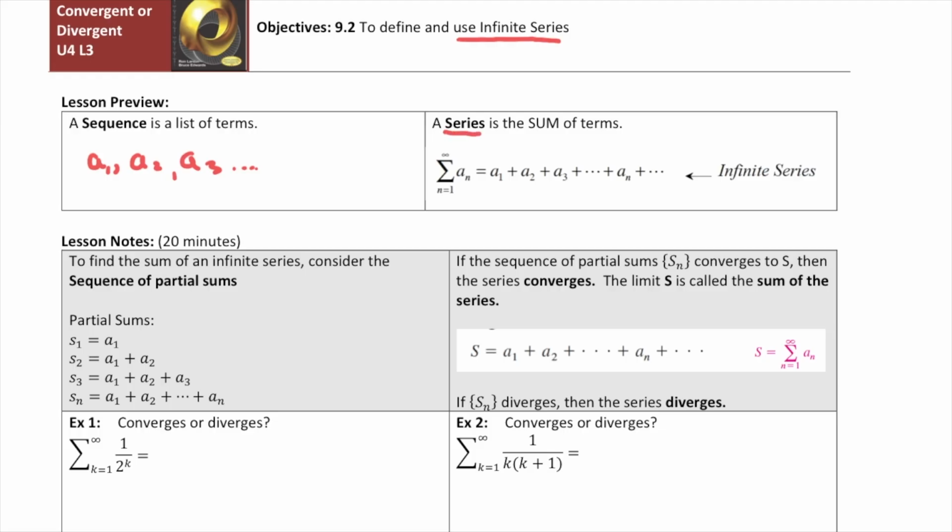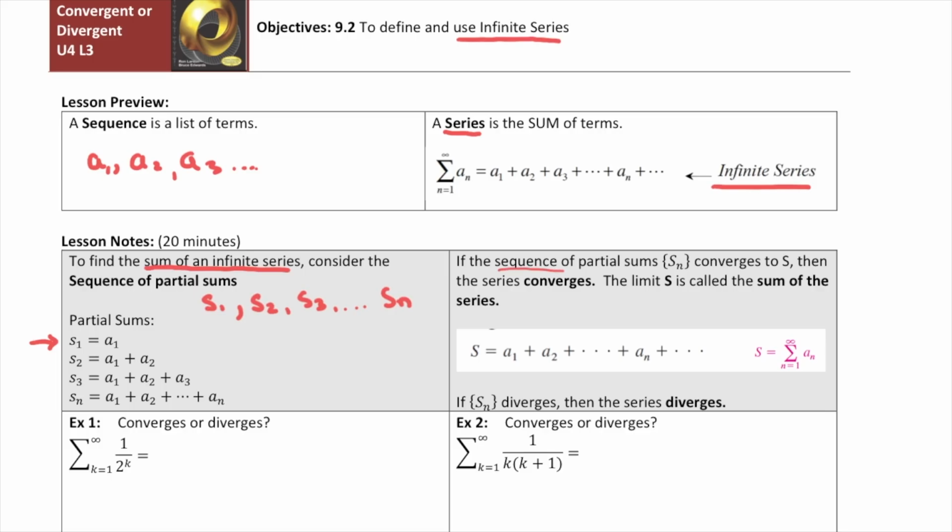However, a series is the sum of the terms, and an infinite series means that you would have an infinite sum. What we're interested in is finding out what the sum of that infinite series might be. And in order to do that, we're going to consider the sequence of partial sums. So the sequence of partial sums would be S1, which is only the first term, S2, which would be the sum of the first two terms, S3, the sum of the first three terms, and of course, Sn, which is the sum of the first n terms.